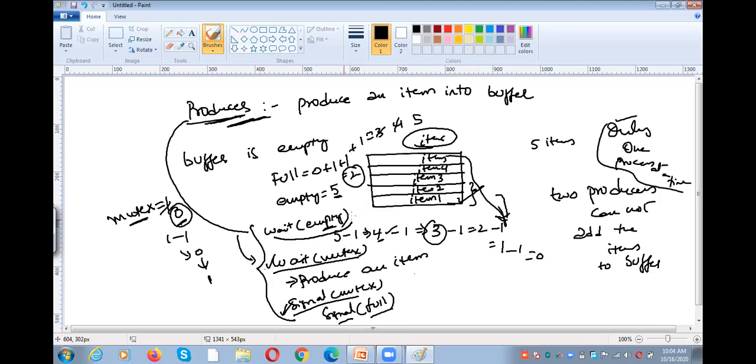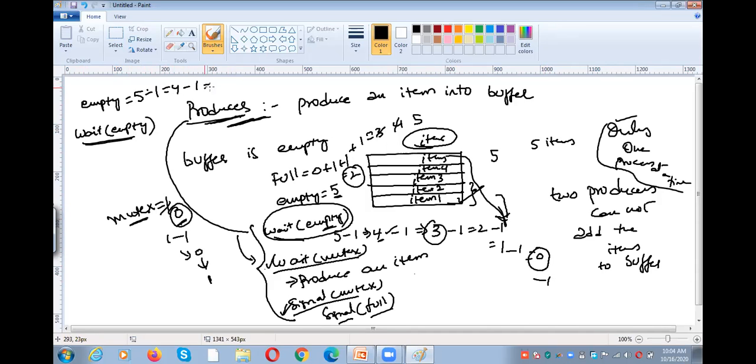Why? Because it cannot perform wait of empty. Because the size of the buffer is only 5. If you perform wait of empty, what is the empty value? 0. So 0 minus 1, you cannot perform. Likewise, whenever the buffer is full, the producer is unable to perform the operation. If the empty value is 5, how many items can we add? 5 items. Why? Because we can perform wait of empty 5 times only.